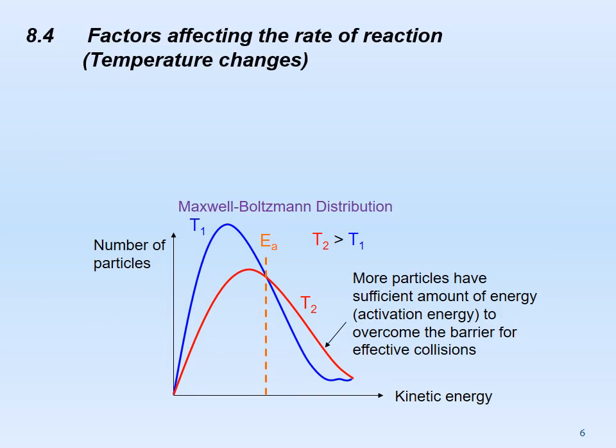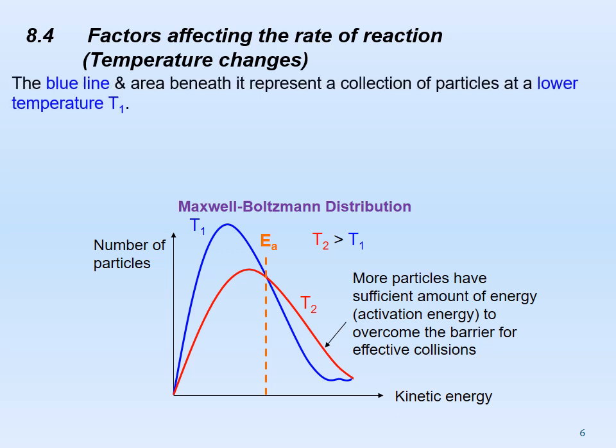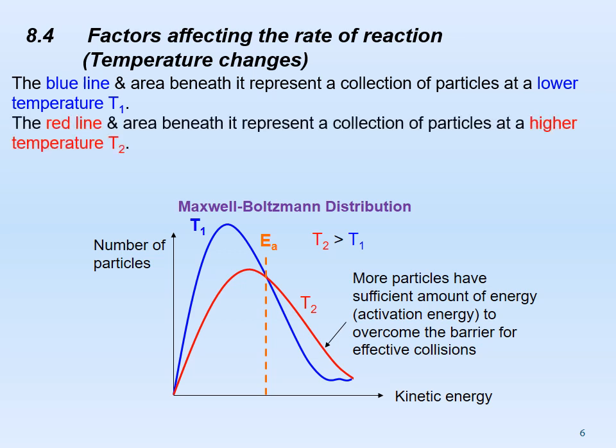Temperature changes. The diagram shows two graphs, one red and one blue. Both are the Maxwell-Boltzmann distribution curves at different temperatures. The vertical dotted line represents activation energy, EA. The blue line or blue curve and the area beneath it represent a collection of particles at a lower temperature, T1. The red line or red curve and the area beneath it represent a collection of particles at a higher temperature, T2. But what do the curves mean?